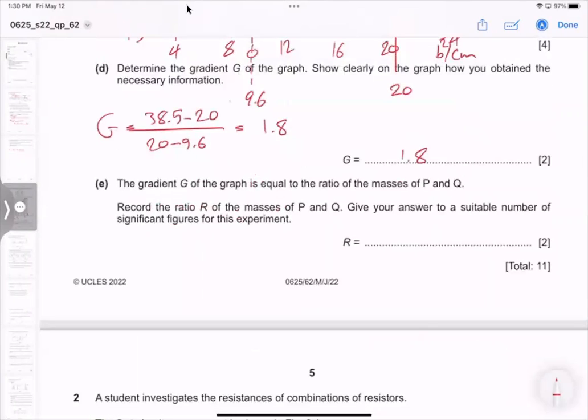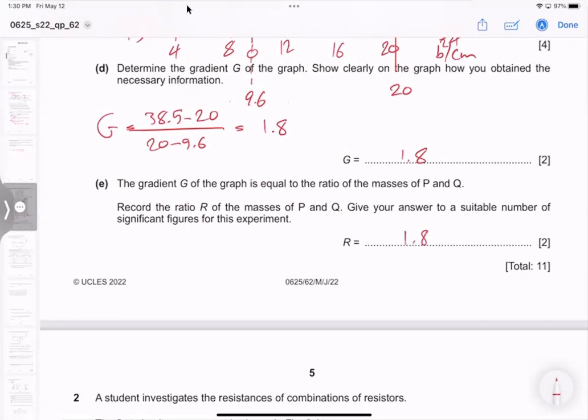The gradient G of the graph is equal to the ratio of the masses P and Q. Record the ratio R of the masses P and Q. Give your answer to the suitable number of significant figures for this experiment. 1.8 still. Two significant figures is okay.